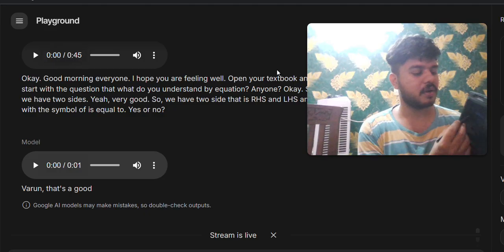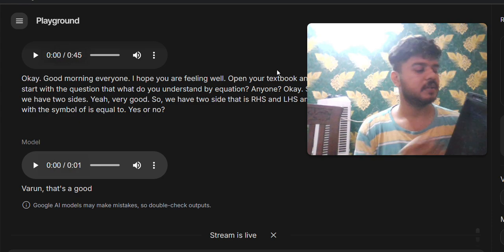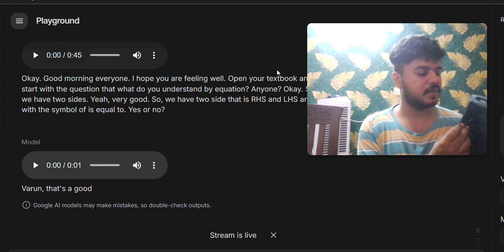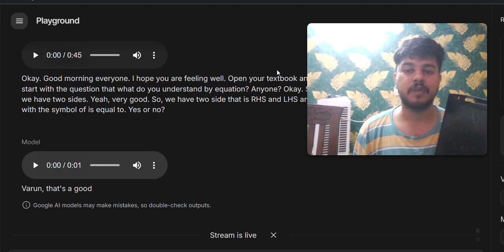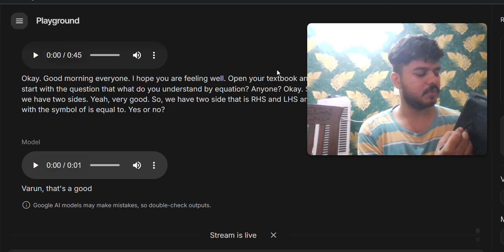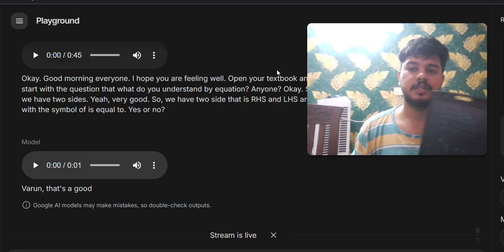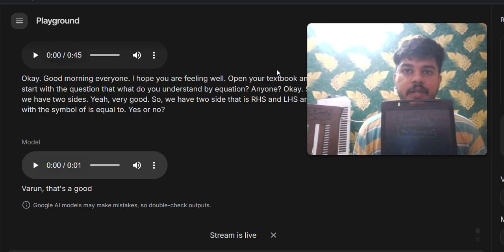Now quadratic equation. We understood what is an equation. Similarly, quadratic is what? When the highest power or the degree of the polynomial is 2. So the general form of quadratic equation is ax square plus bx plus c is equal to 0, where a, b, c are constants and x is the variable. I hope you understood that.